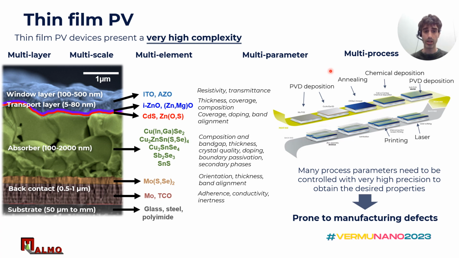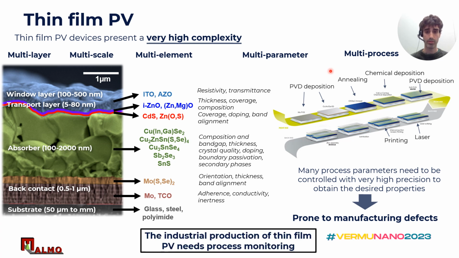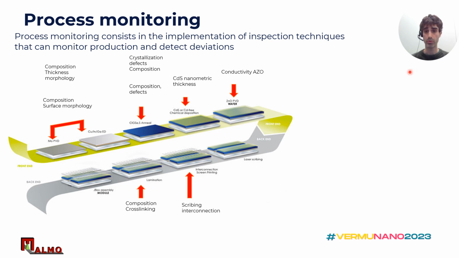This means that we have thin film PV, which is an advantage compared to conventional PV. However, we have the problem that the fabrication is complicated. So what can we do to deal with this? We can use process monitoring. This means that the industrial production of thin film requires process monitoring. Okay, so what is process monitoring? Process monitoring is simply the implementation of inspection techniques in a production process that can monitor the production and detect deviations.